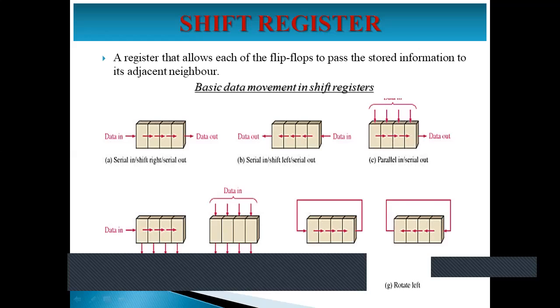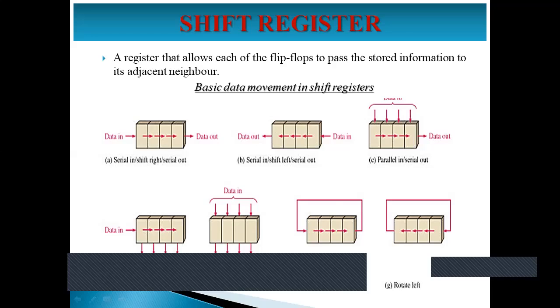So the first thing is serial in, shift right, serial out. Okay, so this is called a serial shift right register. The register moves bit by bit from left to right. That is from your left to the right. This is called a serial in, shift right, serial out register.